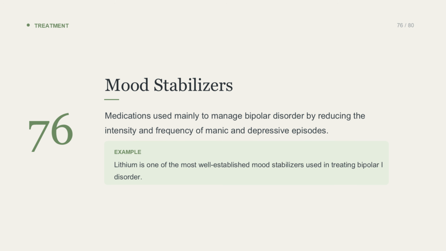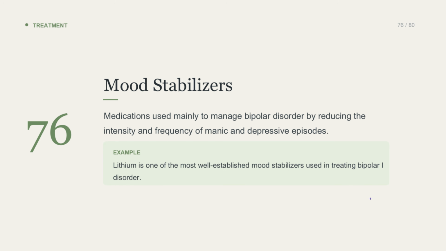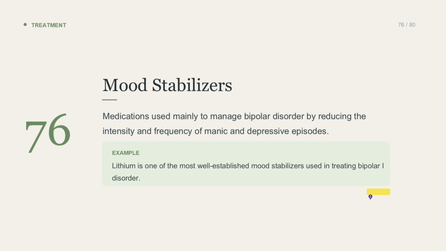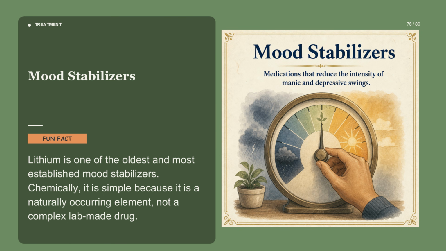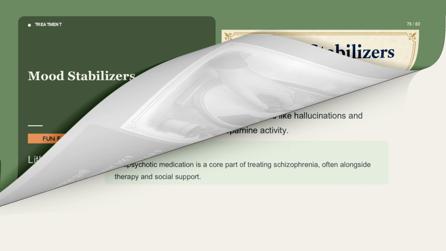76. Mood stabilizers. Mood stabilizers are medications used primarily to manage bipolar disorder by reducing the intensity and frequency of both manic and depressive episodes. For example, lithium is one of the most well-established mood stabilizers used in treating bipolar I disorder.